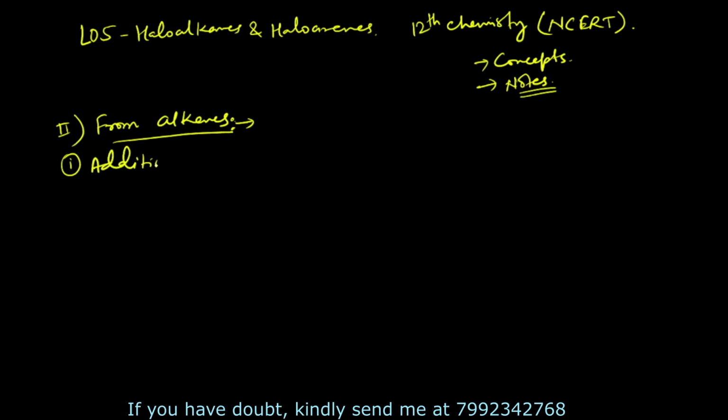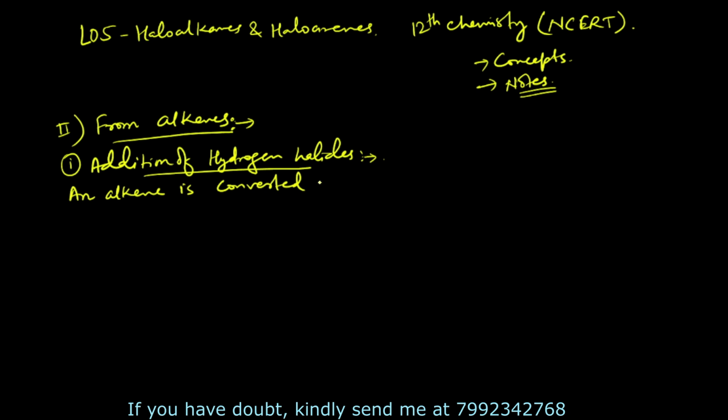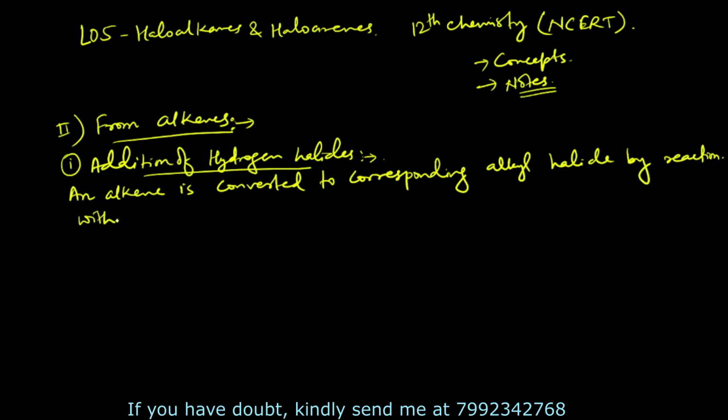Addition of hydrogen halides. So we are adding this hydrogen halide. So first we will write up: an alkene is converted to the corresponding alkyl halide by reaction with hydrogen halide. Correct? So we have this carbon-carbon double bond.